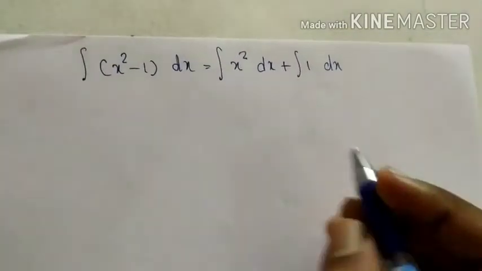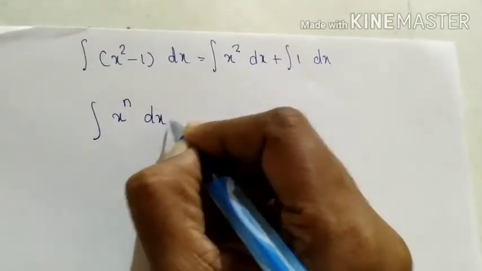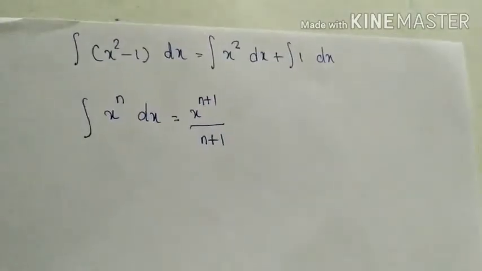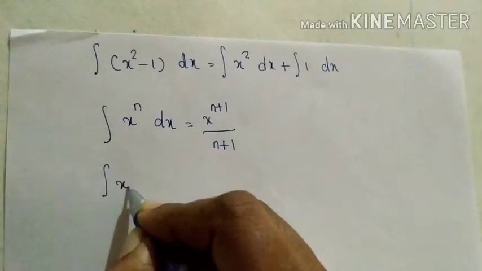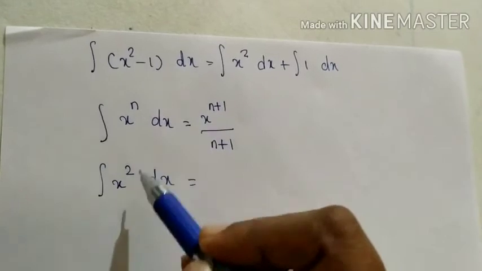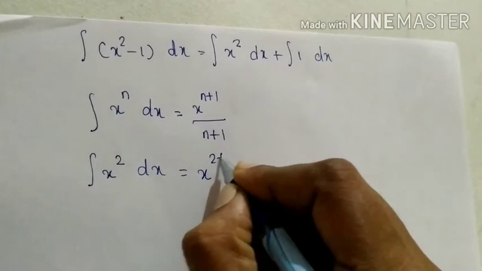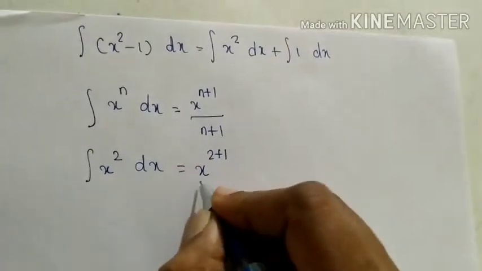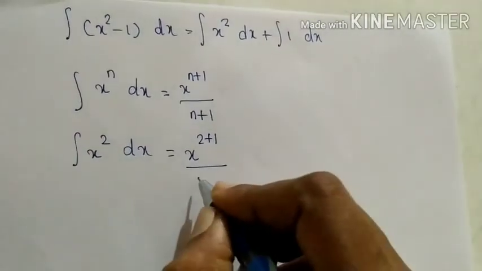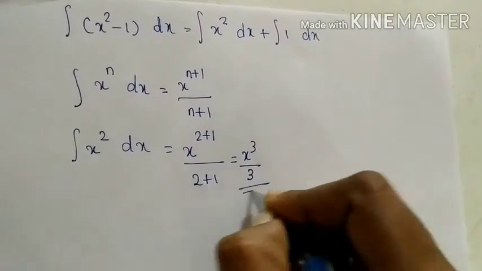And we know that the standard integral of x raised to n dx is equal to x raised to n plus 1 divided by n plus 1. But here we need to find the integral x square dx. So comparing these two, here n is equal to 2, right? Replacing this n by 2, we get the answer of integral x square dx as x raised to 2 plus 1 divided by 2 plus 1, that is x cube divided by 3.